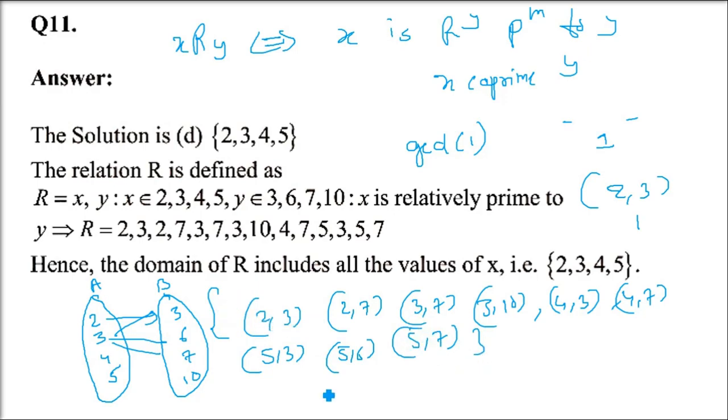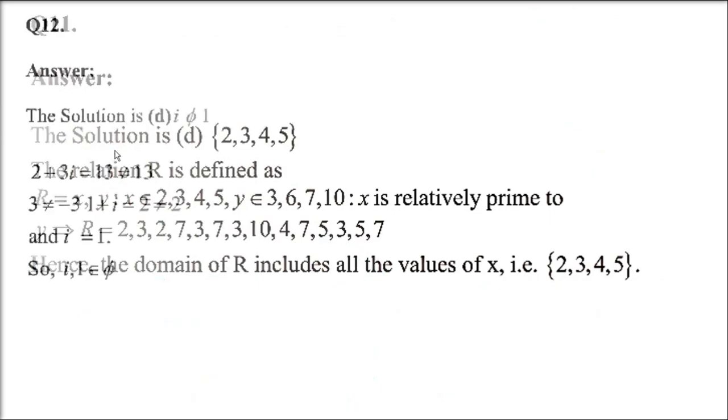So this is the final answer. The domain will be what? Take all the first values, the x values of (x, y). So 2, 3, 4, 5. This is the domain.